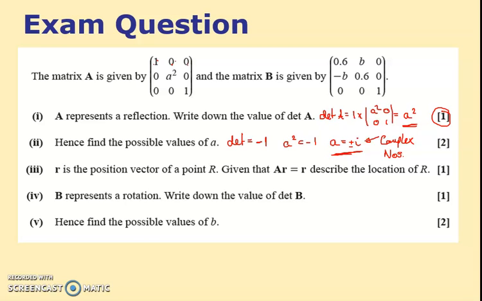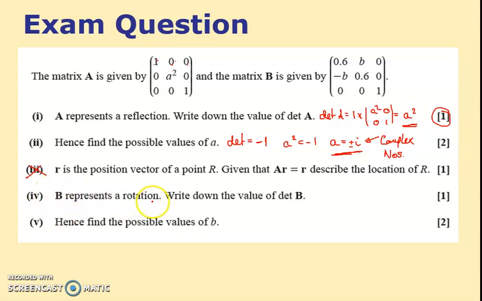Part 3 says R is the position vector of a point R. And again, this is something which at the moment we're not going to be able to do. This one we definitely haven't done vectors yet, so I'm going to ignore that.